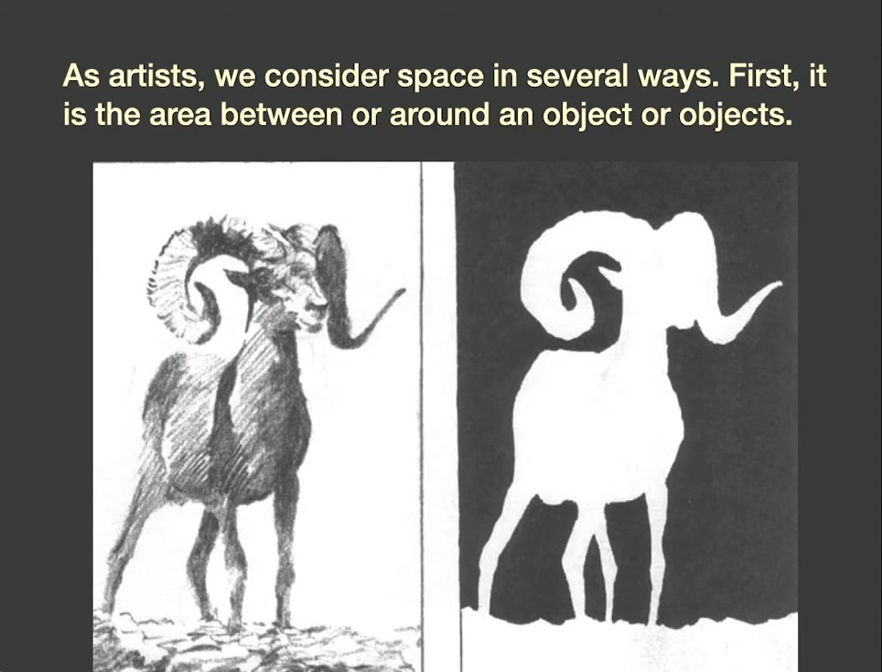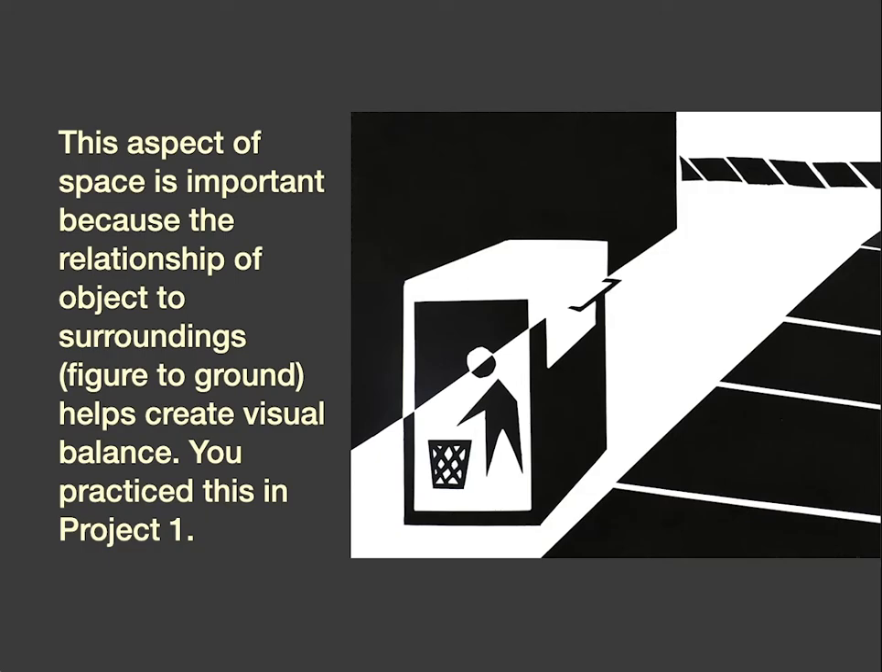We generally consider space in several ways as artists. First, it's the area between or around an object or objects. So you see this drawing of the ram on the screen. On the left is the positive shapes of the ram and the ground. And on the right, we have filled in dark all of the shapes or the space around it. So that's one way we think of space. This is important because it's tied into that relationship of object to surroundings or figure to ground that we talked about with Project 1. And that's really important to help create visual balance, to help create compositional interest. So that figure ground relationship or positive shape to negative shape and space, that's crucial.